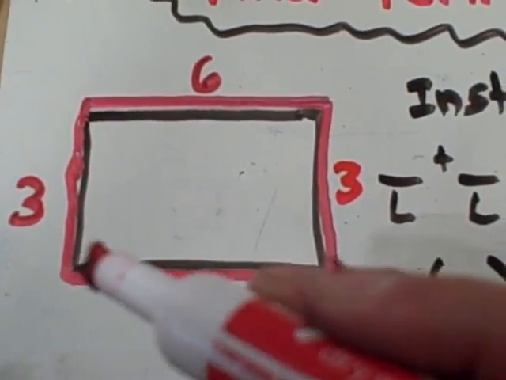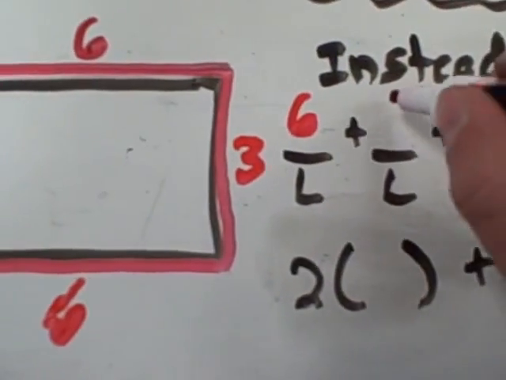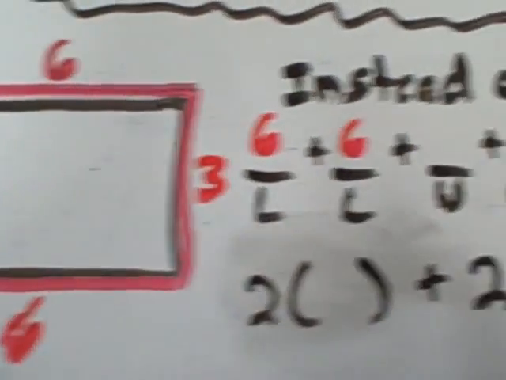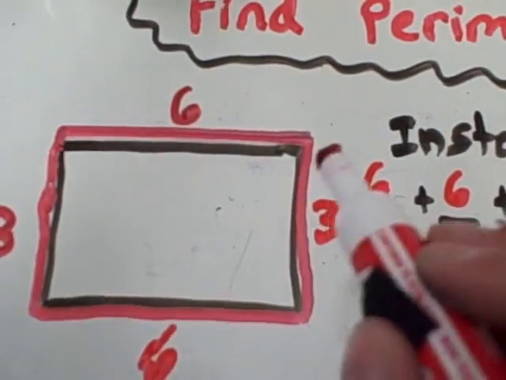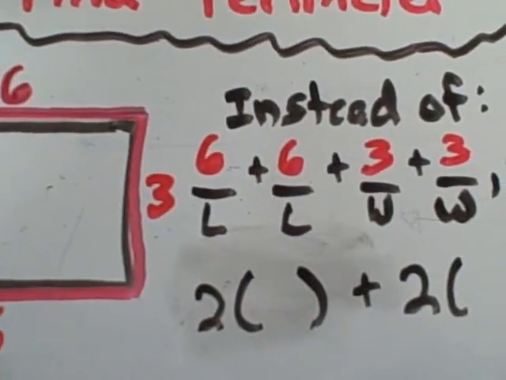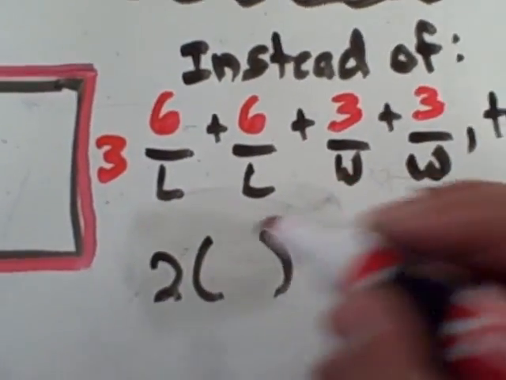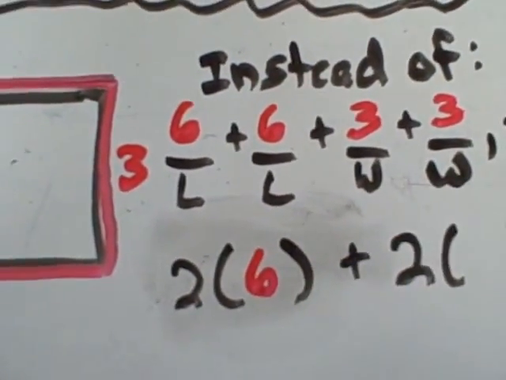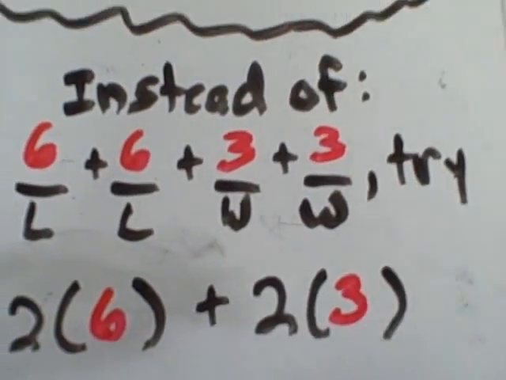So using the old way, I could say 6 plus 6 plus 3 plus 3 will give me the perimeter, because that's the distance all the way around. But there's a faster way. Instead of 6 plus 6, I can just do 2 times 6. And instead of 3 plus 3, I can just say 2 times 3.